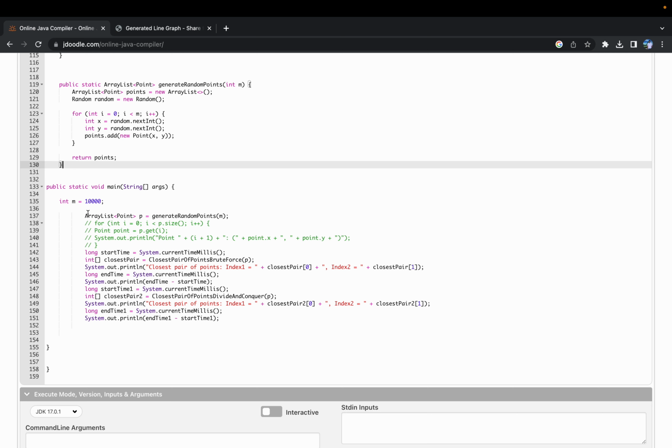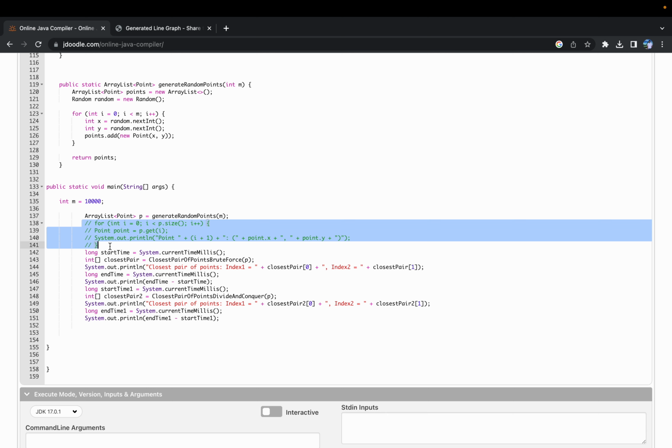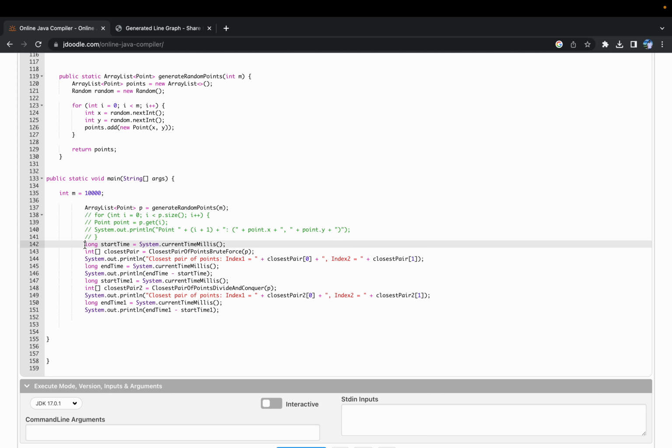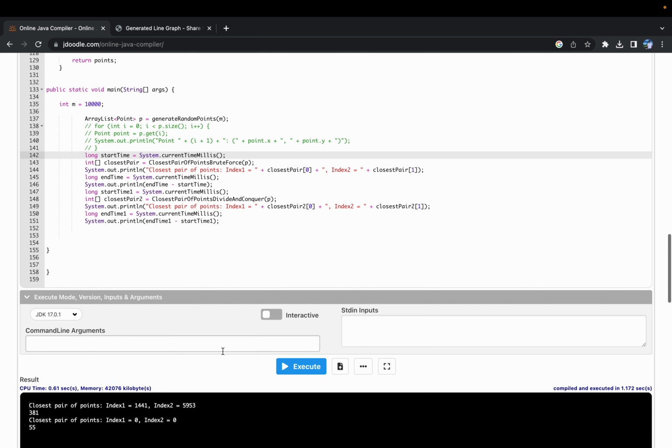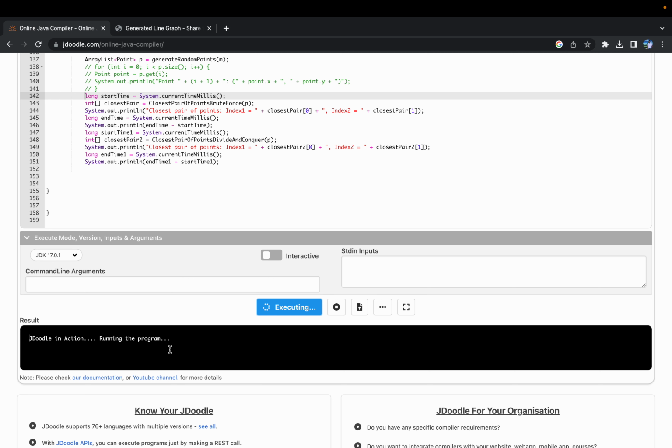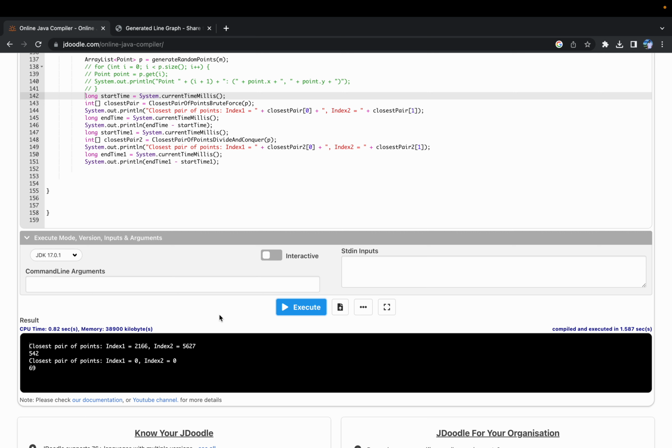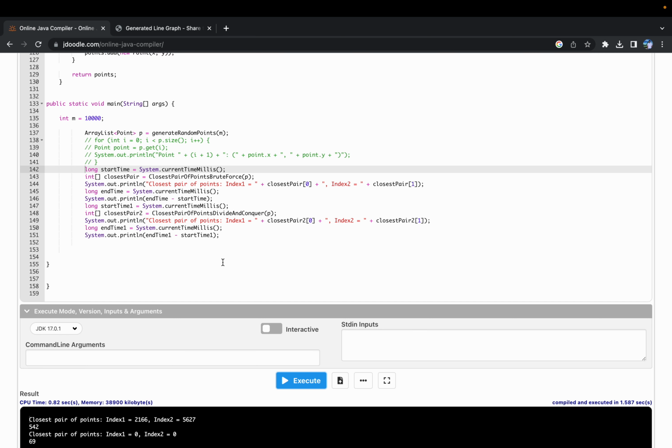In this main method I have declared the array, and this is just for printing the points. This is the start time before the brute force, and the end time, and I find the difference, and the start time before the divide and conquer, and later I use the end time after the divide and conquer and find the difference. Here we can execute different number of times and we get different outputs. We can find the average by using 5 to 10 runs.